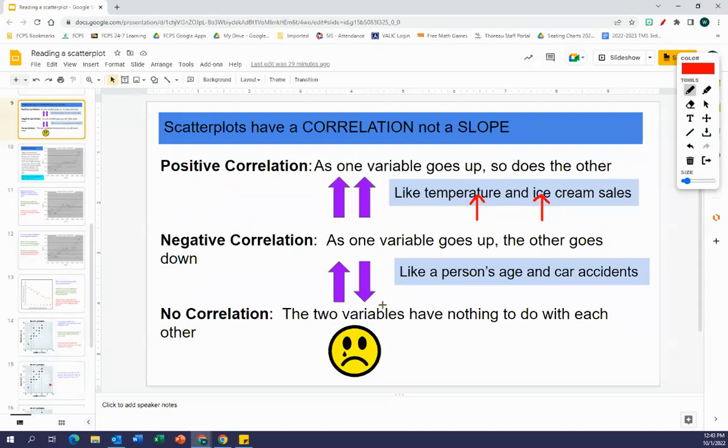Negative correlation, my arrows are opposite of each other, right? So when I'm first driving, I'm 16 years old, I'm pretty young. And odds are the number of car accidents I get into is going to be much higher than if I'm a little bit older. The number of car accidents I get into goes down. Opposite pointing arrows, negative correlation. No correlation, the 2 variables have nothing to do with each other.